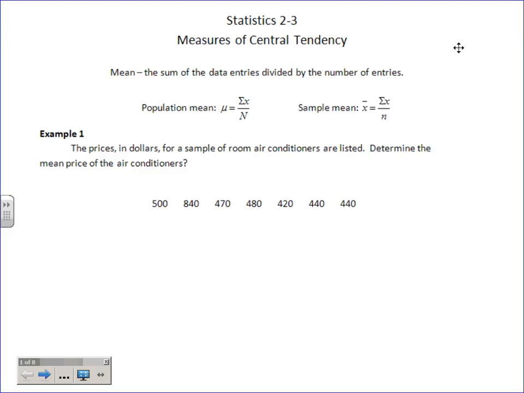Same thing with mu or X bar, big difference. So make sure you note that difference right now in your head or maybe off to the side. I tried to show you here. Really, it's the same formula, just slightly different notation. Any questions on that?